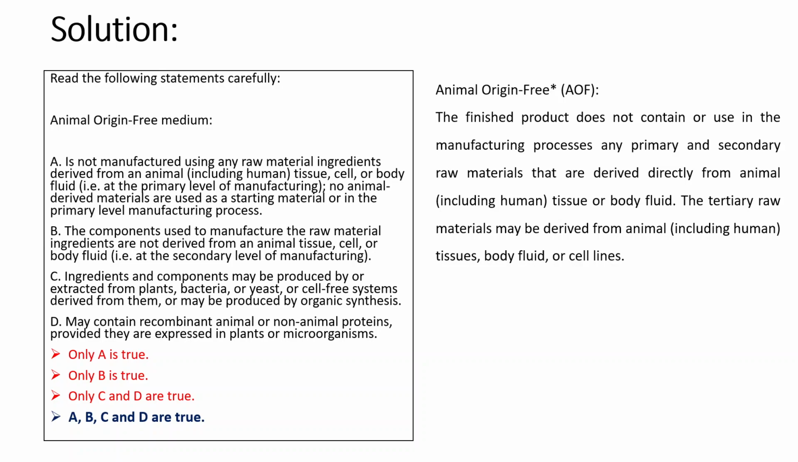Depending upon how each supplier defines their culture media, the cell culture media could be of different kinds. They could be chemically defined, protein free, animal component free, xeno free, or serum free. Animal origin free means that the finished product does not contain or use in the manufacturing processes any primary and secondary raw materials which are derived directly from animal, including human, tissue, or body fluid. The tertiary raw materials may be derived from the animal, including human, tissue, body fluid, or cell line. That was the last question.